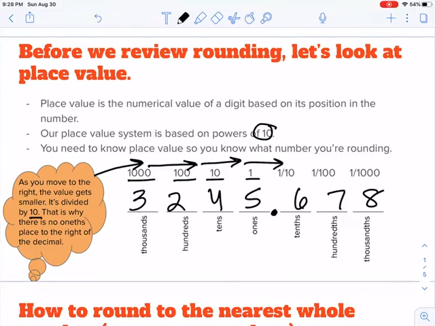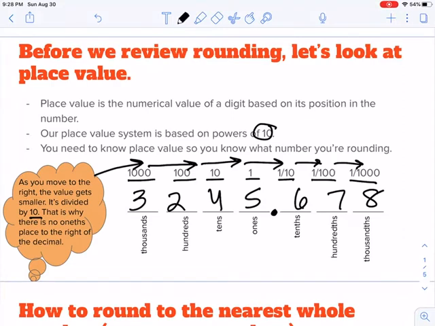So after 1, this 1 is going to get divided by 10. So the tenths place is represented by 1/10. Then the next position is 1/100ths, or the hundredths place. And then the last one, in the example that I'm showing you, would be thousandths, or 1/1000th.